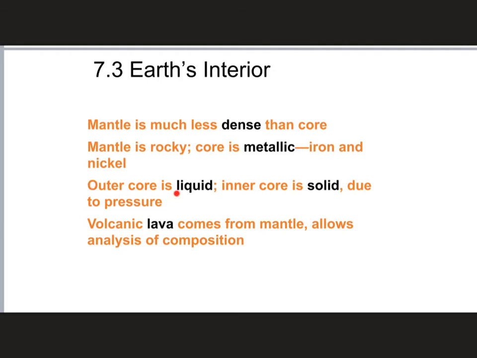Now we know the outer part of the core is liquid and the inner core is solid, and that's due to the immense amount of pressure at the center of the Earth. Even as hot as it is down there, the pressures are so great that it has to be solid. Now, we know about the composition of the mantle because of volcanic eruptions where some lava comes from, and that has enabled us to analyze what the mantle is made out of.